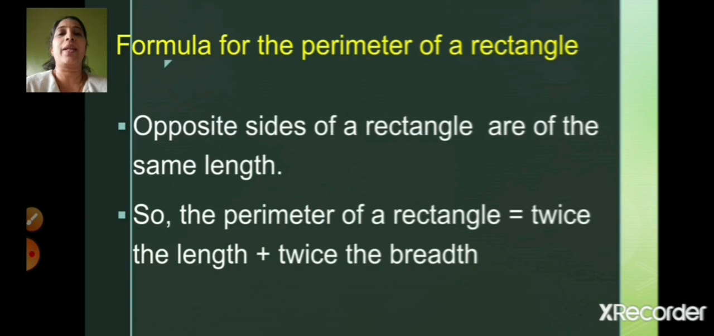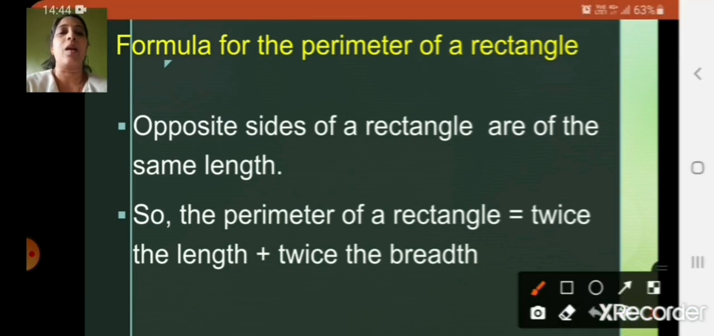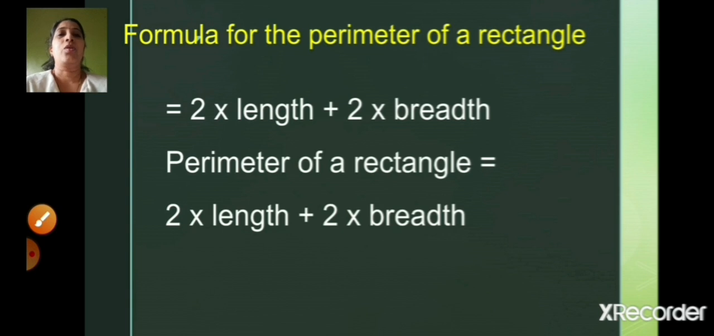Now the opposite sides of a rectangle are of the same length. So the perimeter of the rectangle is equal to twice the length plus twice the breadth, because there are two lengths and two breadths. So we are writing the formula as twice the length plus twice the breadth, right? So 2 times you are taking the length and 2 times you are taking the breadth. So we will write it as 2 into length plus 2 into breadth, right? 2 is your twice.